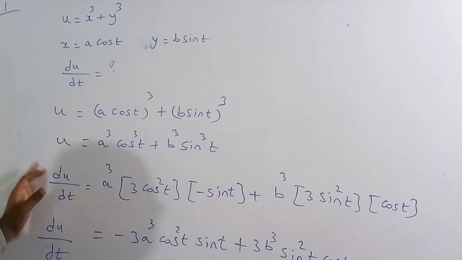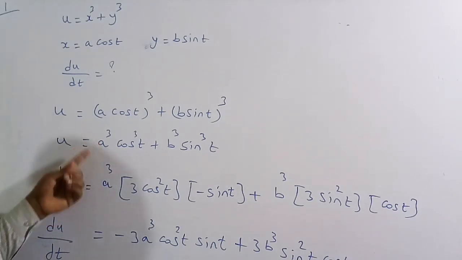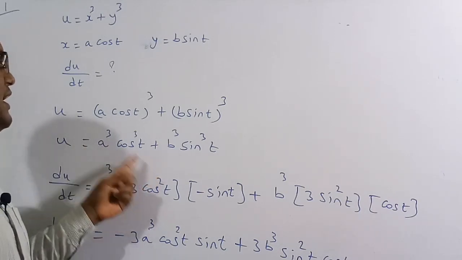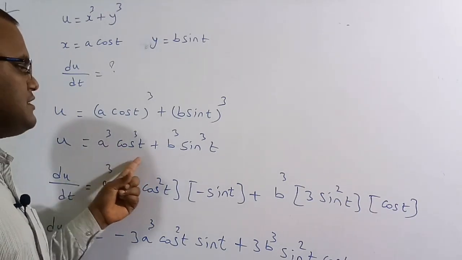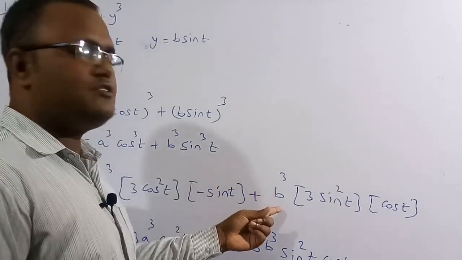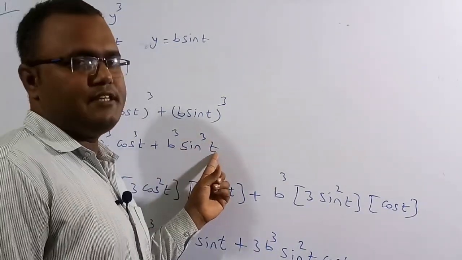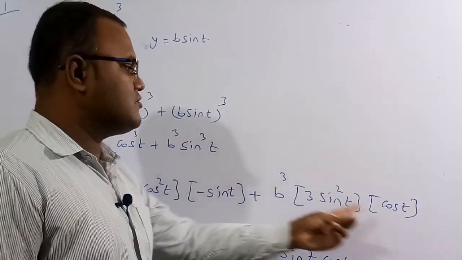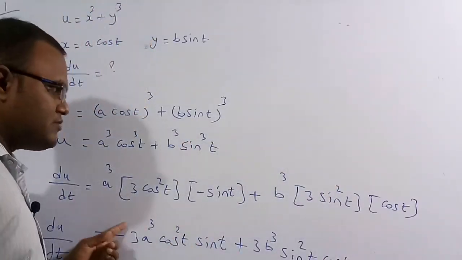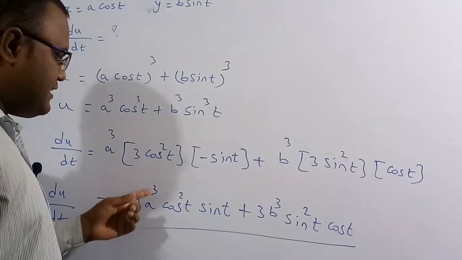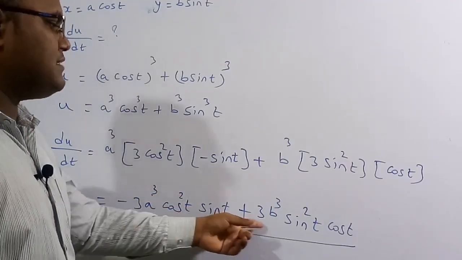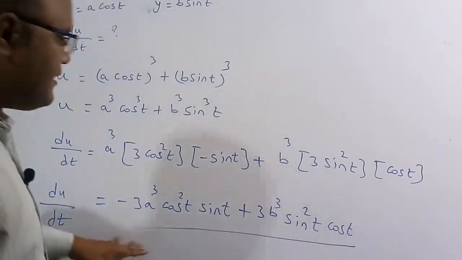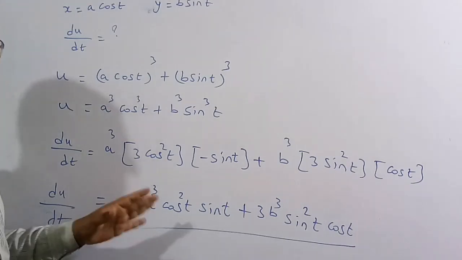Now I am going to apply the derivative on this, du by dt. a cube is a constant, it stays outside. The differentiation of cos cube t is 3 cos square t, and the differentiation of cos t is minus sin t. Similarly, b cube is a constant which stays outside. The differentiation of sin cube t is 3 sin square t, and the differentiation of sin t is cos t. After rearranging, we finally get minus 3a cube cos square t sin t plus 3b cube sin square t cos t. This is the derivative du by dt, and this is the correct solution of this question.